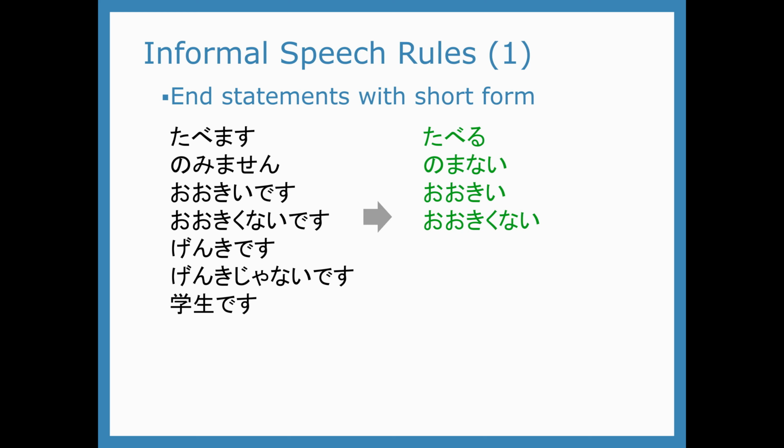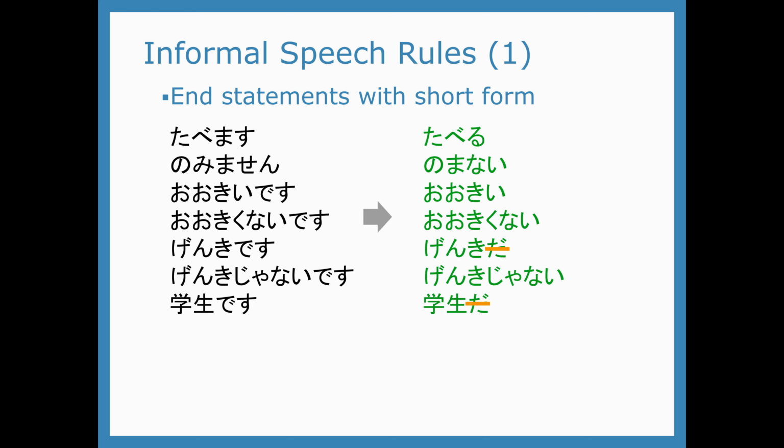Genki janai desu. This is another case where all I have to do is drop the desu. And gakusei desu. Once again, normally when I put it into short form, it would turn into gakusei da. But da is a little bit strong for conversation, having a sentence end in da. So we're just going to drop it and just say gakusei. So pretty much, we just changed the end of the sentence to short form. If there's a da, we get rid of it.